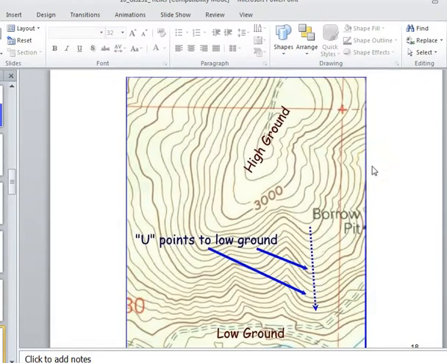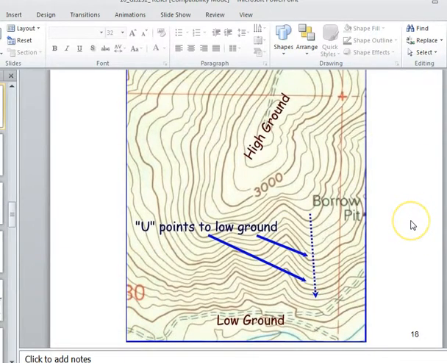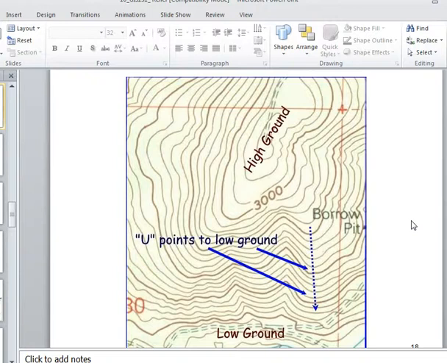Another really cool thing about contour lines is that you can tell if it's going uphill or downhill based on the shape of the contour line itself. Sometimes they may not have labeled some of these elevation features, and you can't tell whether this is uphill or downhill. Where your contour lines come to a point, more of a V, those points are pointing uphill. Where they're more bowed out, they're pointing downhill.